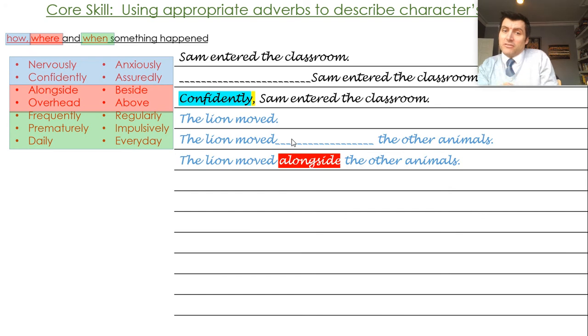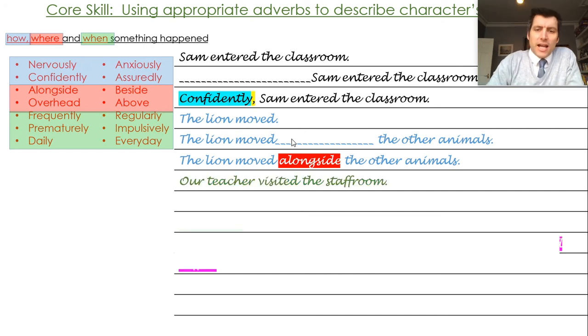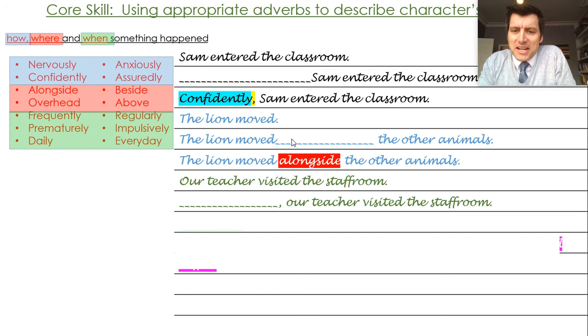I might even add another adverb into that one where I might say the lion moved aggressively alongside the other animals. So I'm changing that move verb with where he's going, but I could also change it how he's doing it. Our teacher visited the staff room. Very unusual scenarios.